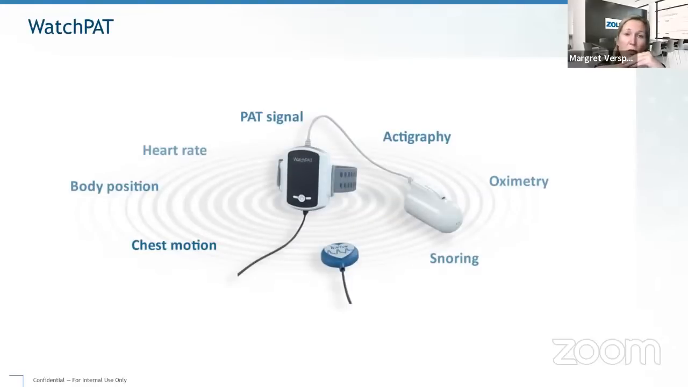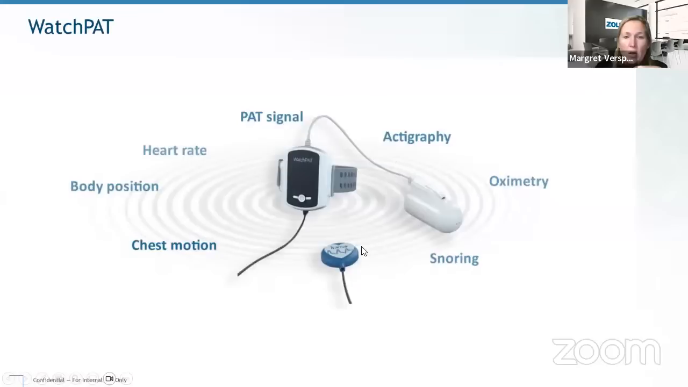So when a patient has vasoconstriction, you can see the decrease. We also measure the heart rate, the beat-to-beat heart rate. So when there is sympathetic activation, a sympathetic arousal, you will find an increase of the heart rate. And we measure the oximetry. So the watch, actigraphy, probe, oximetry, PAT, and heart rate.